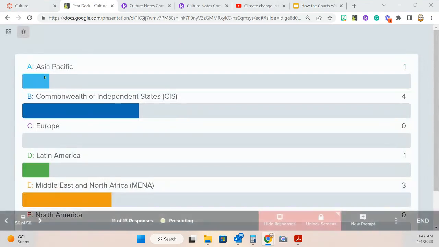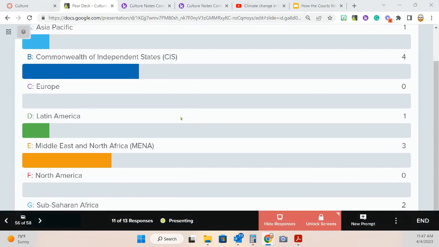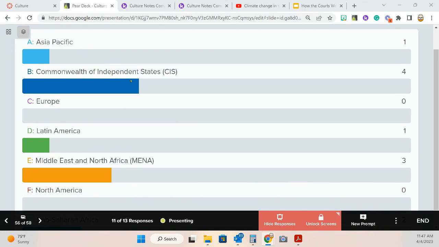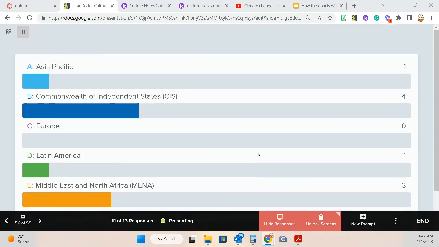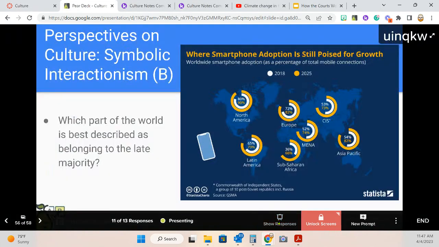All right. Again, I expected a wider range of answers, and we've got those. Looks like the plurality were for Commonwealth of Independent States, and the second most numerous being Middle East and North Africa. With only one person going with what I would think, and again, there aren't right or wrong answers on this, represents the late majority.